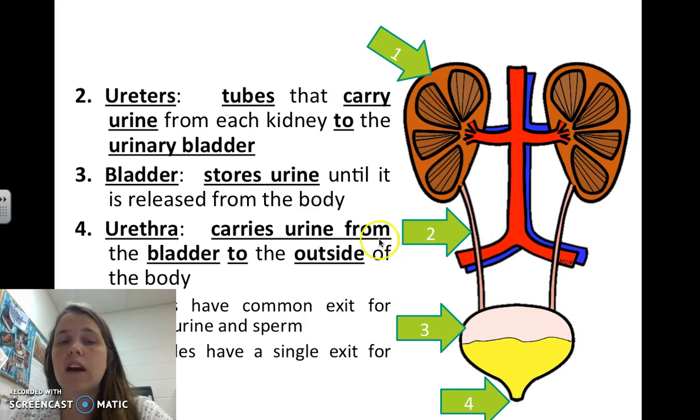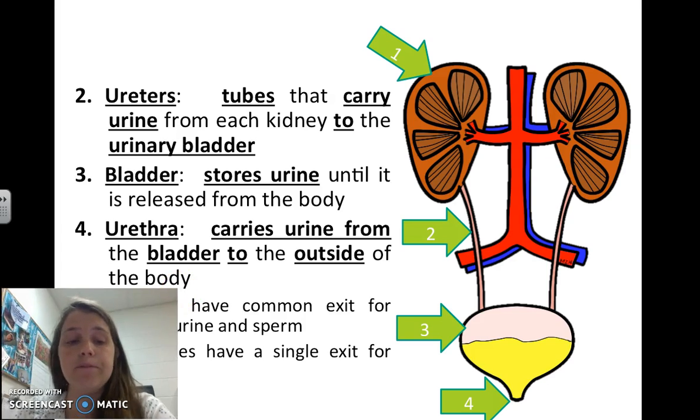And these little tubes carry urine or waste from each kidney to the urinary bladder. So the ureters carry waste from the kidneys to the bladder. The bladder stores urine until it is released from the body. Once it is released from the body, your bladder is empty and it can refill again. The urethra carries urine from the bladder to the outside of the body.